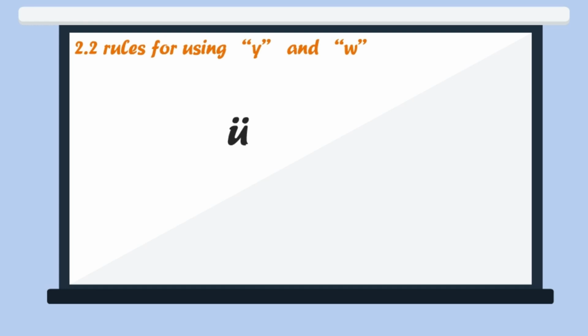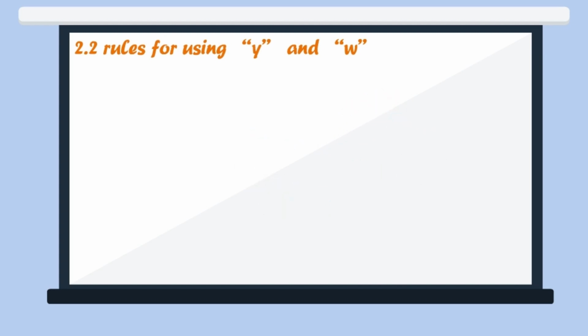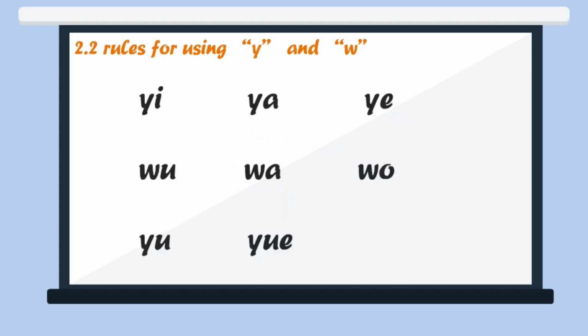When ü is a syllable by itself, it's written by adding Y before ü and removing the 2 dots from ü. When a syllable begins with ü, like yue, it's written by placing a Y before ü and removing the 2 dots from ü. Let's read them together.